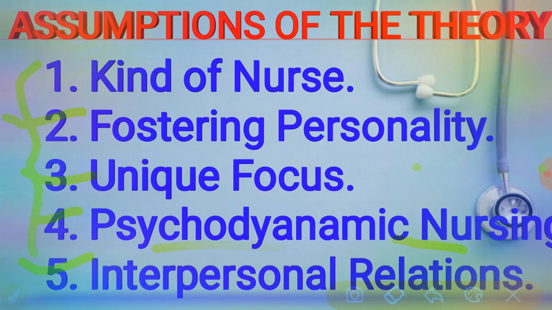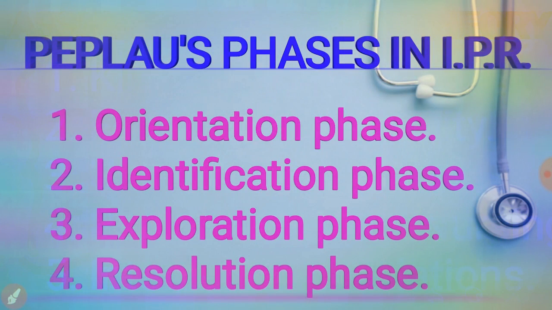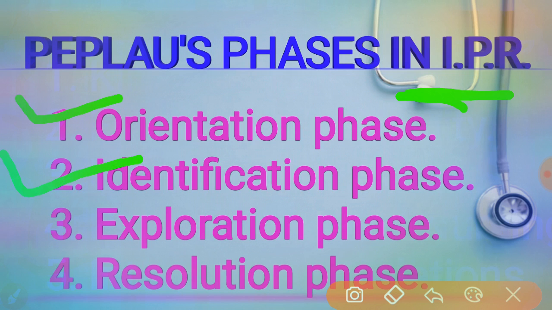Okay, then let's see the phases given by Peplau in interpersonal relationship. IPR means, don't confuse, IPR means interpersonal relationship. To continue this type of relationship, there are mainly phases. The first one is the orientation phase, second one is the identification phase, the third one is the exploration phase, and the fourth one is the resolution phase. Okay, let's discuss one by one.